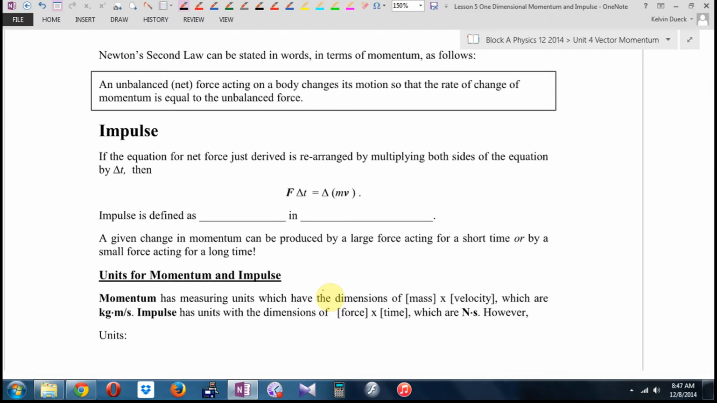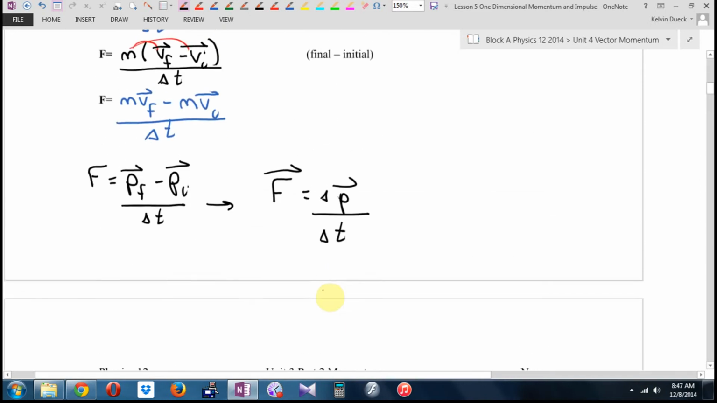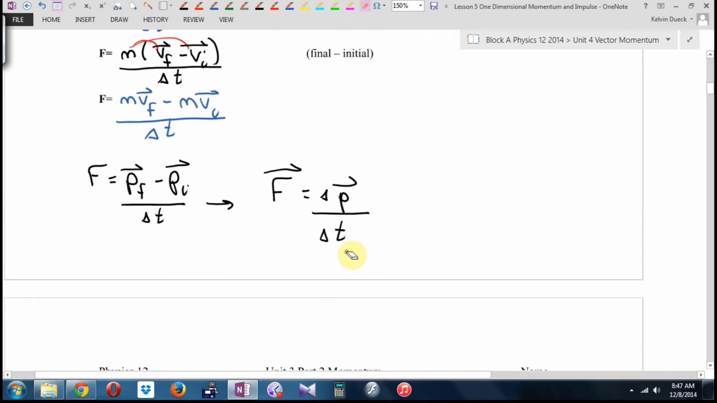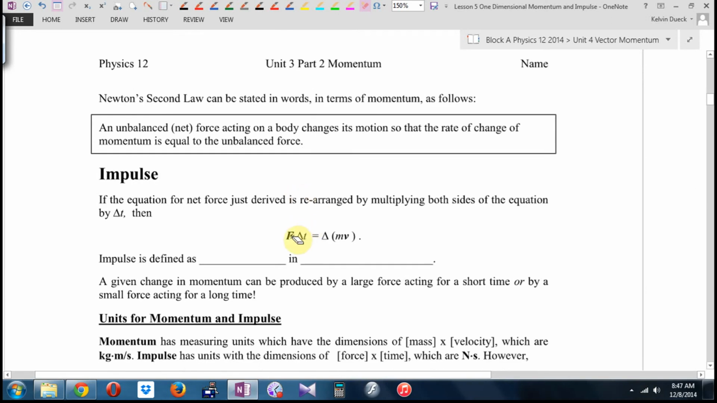Next topic, impulse. If the equation for net force that we just derived is rearranged by multiplying both sides by delta t, in other words, if I go back here and move the delta t up to there, because stuff moves diagonally, we get F delta t equals change in mv, which is change in momentum. And in fact, that's another word for impulse. Impulse means change in momentum.